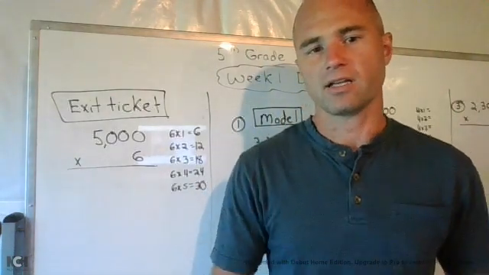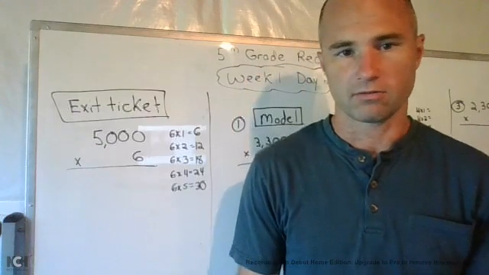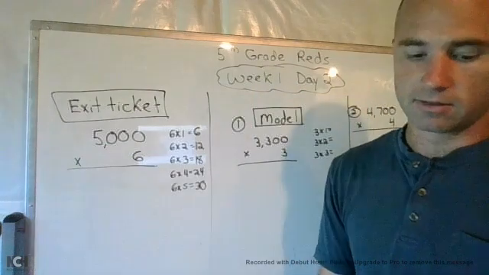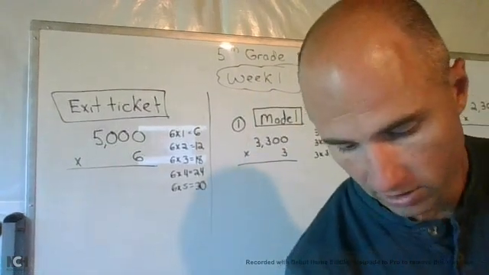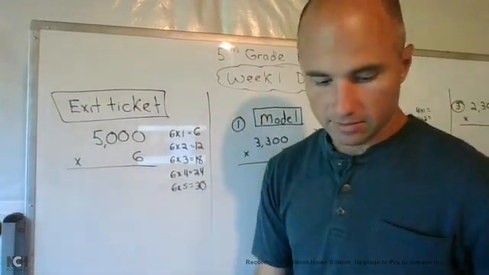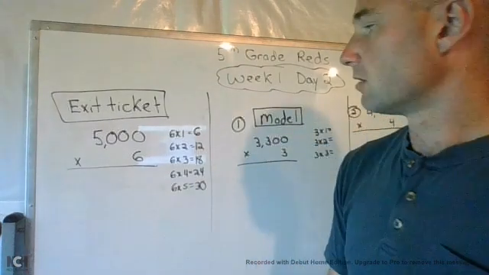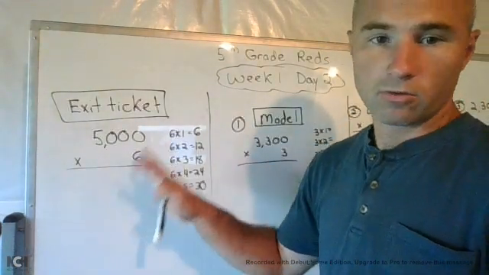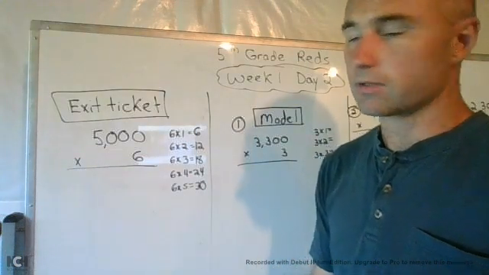Let's dive right in on our exit ticket from yesterday, okay? The exit ticket was 5,000 times 6. So you should have your packet out there in front of you, taking a look at determining what your work shows and if you made a mistake, where it happened.